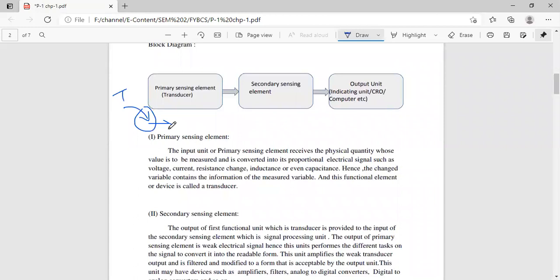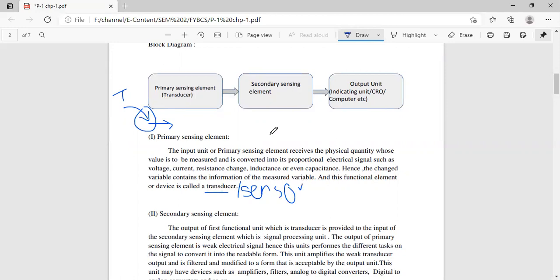What is going to contain? It is going to contain the information of the measured variable. Which was the measured variable in this case? Temperature. This functional element or device is called a transducer, or you can just refer to this as a sensor.